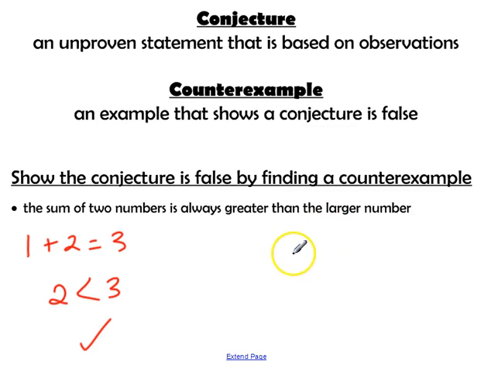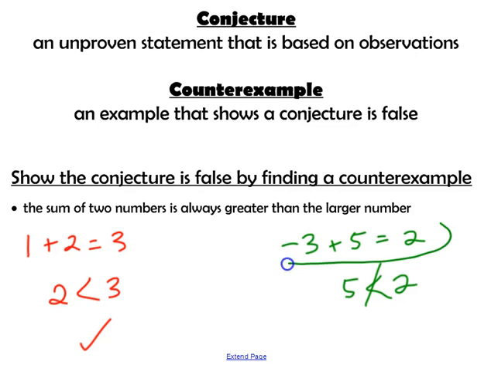If we want to find a counterexample, let's try a negative number. Negative 3 plus 5 is equal to positive 2. 5 is bigger than negative 3, so our conjecture states that the answer, 2, should be greater than 5. However, we know that 2 is not greater than 5, so this proves our conjecture false. So this is our counterexample for the conjecture that was given.